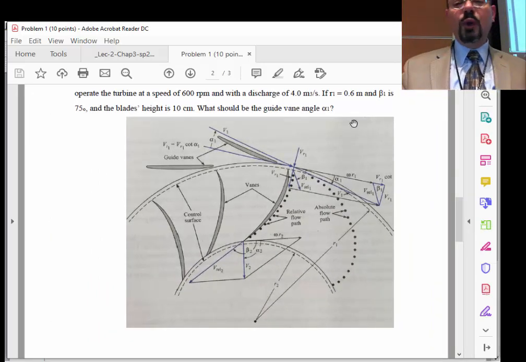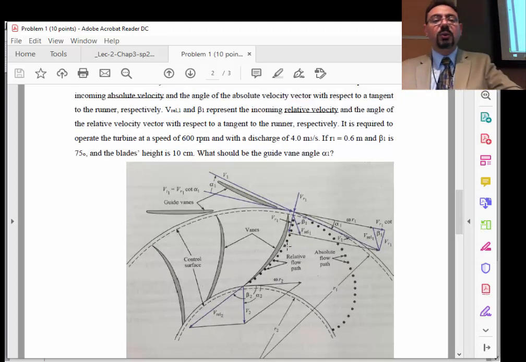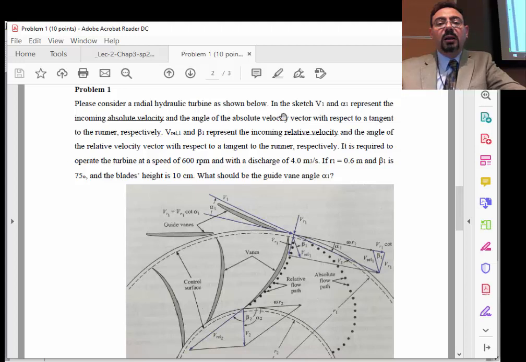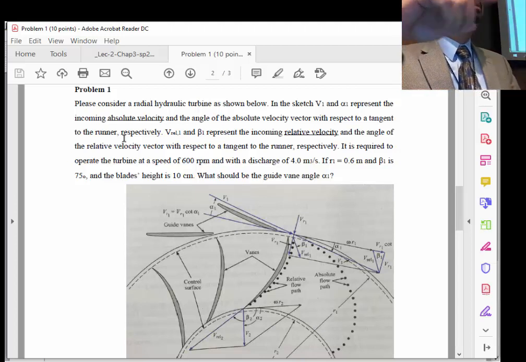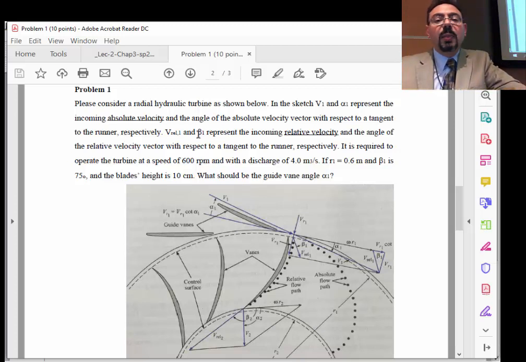And of course, notice that in a centrifugal machine, omega R1 is way bigger than omega R2. Very good. So, what does he want from us? He said in the sketch V1 and alpha 1 represent the incoming absolute velocity, with respect to the tangent of the runner. So in a turbine they call it runner, in a pump they call it impeller, and both of them mean the rotor, the moving part, right? Runner for turbine, the name of the rotor, and the impeller for the pump. And V relative 1 and beta 1 represent the incoming relative velocity, and the angle of the relative velocity vector with respect to the tangent of the runner, sure.